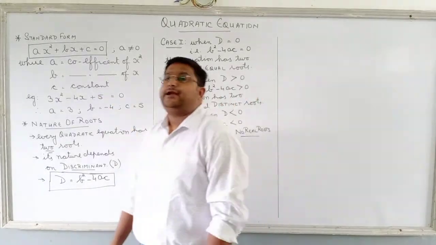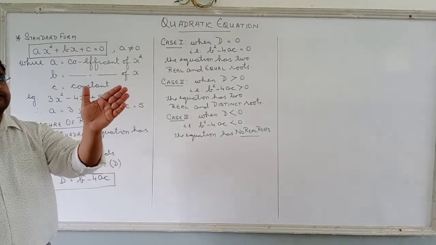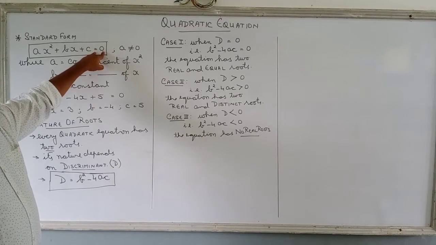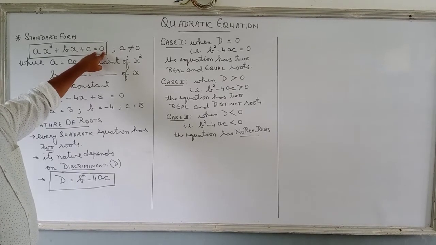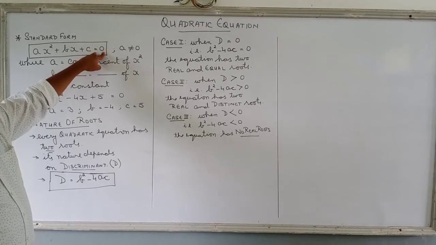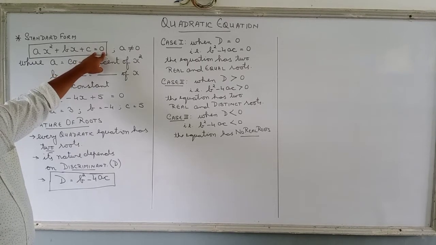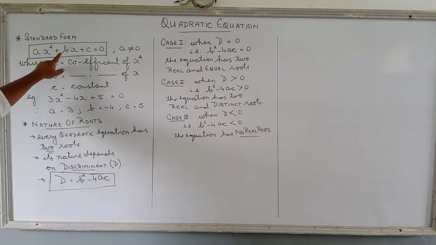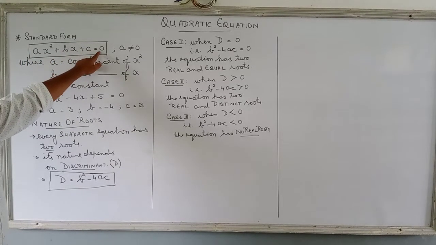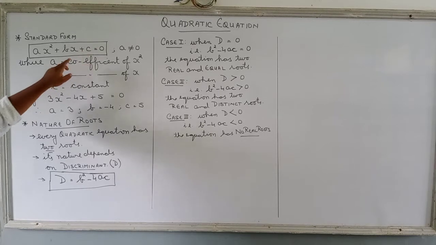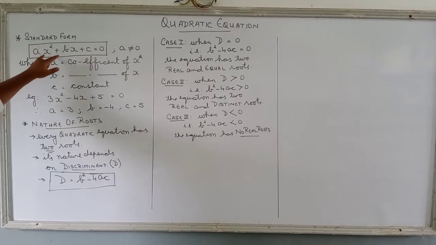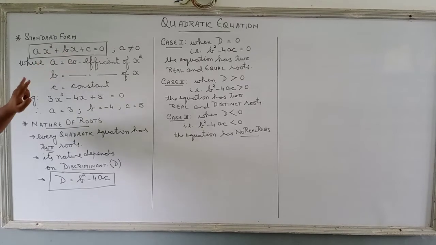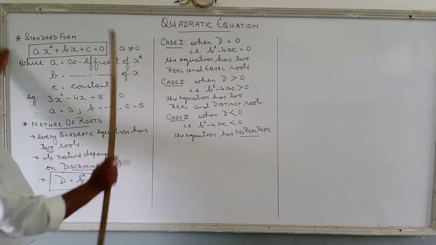Same was there in quadratic polynomial. The only difference between equation and polynomial was the equation has equals to sign. It is a quadratic equation, whereas in polynomial there was no equals to sign. Same was there. A coefficient of x square, b coefficient of x, and c constant. Clear? Right? So this is the standard form. You can see x is the variable, power of x is 2. So the degree of this equation is 2. That is why it is called quadratic equation.